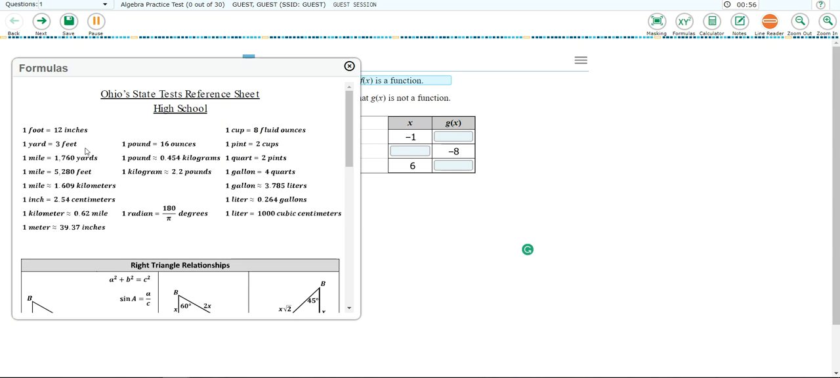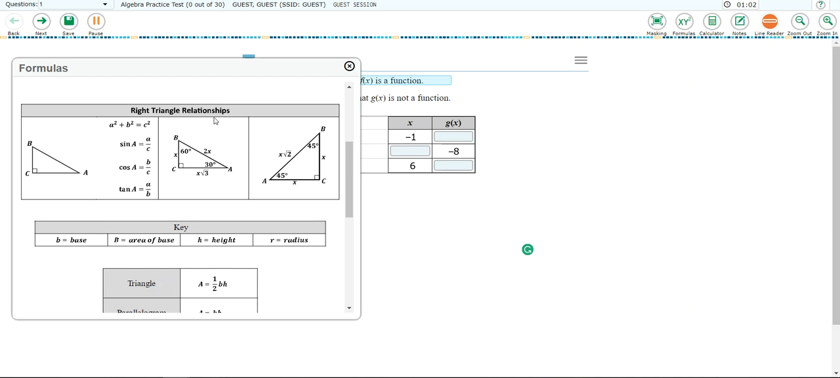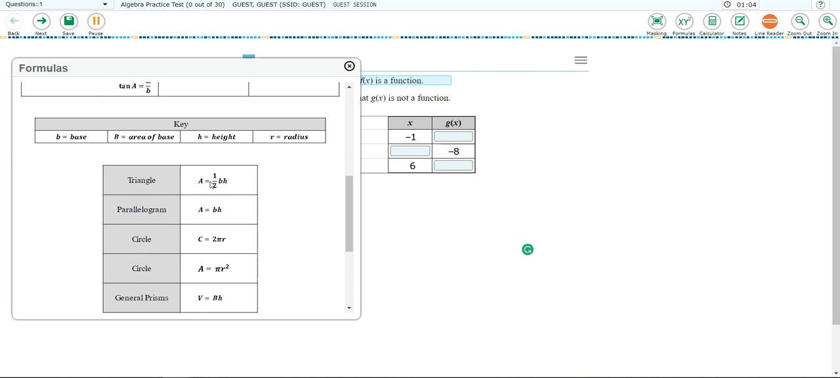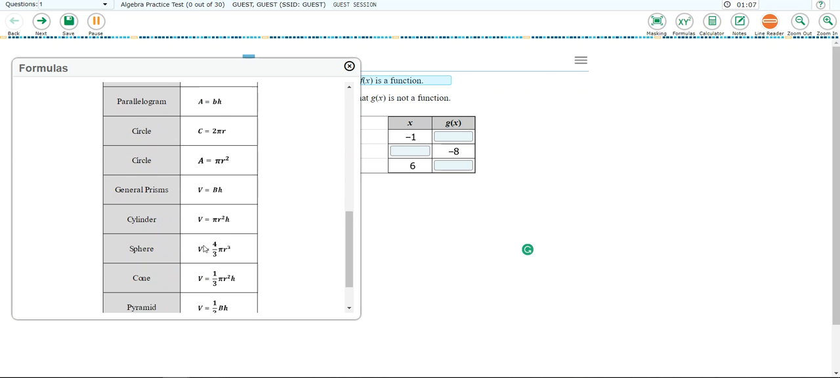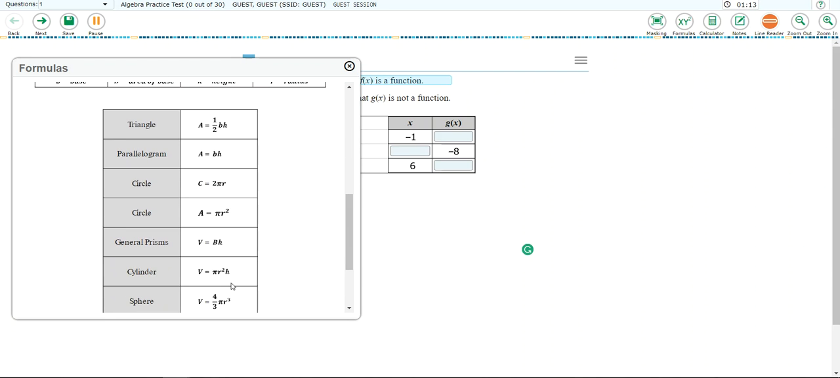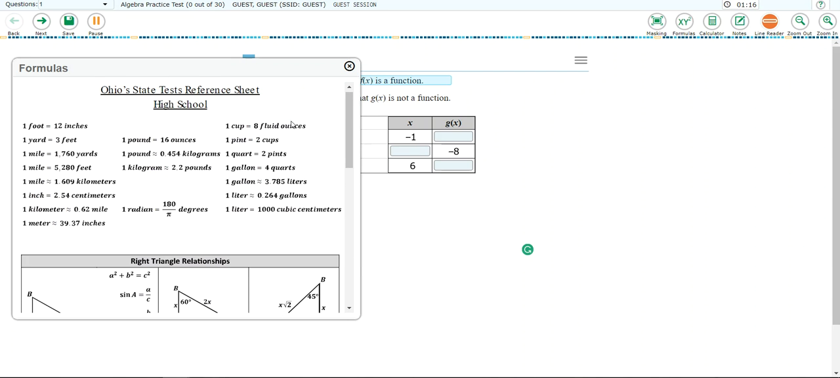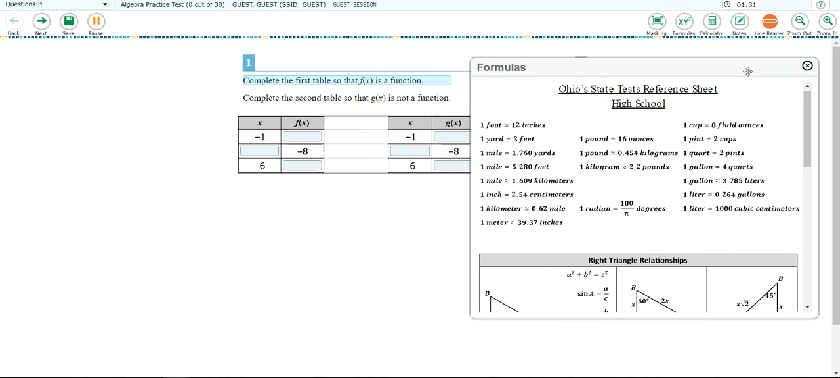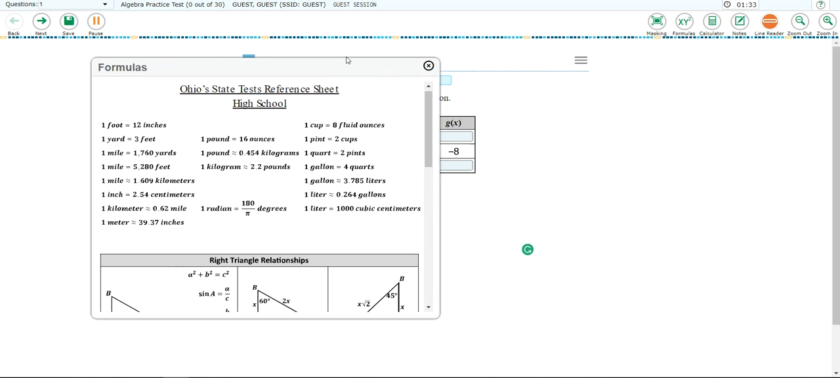But if you look here, the formula sheet gives you conversions, right triangle relationships, and formulas for area, circumference, area, volume. All the ones with V are volume. A lot of the right triangle relationships in area and volume will be used for geometry. This is kind of sporadically used through tests. So there's not going to be a lot of help from the formula sheet on your algebra test. I'm going to go ahead and close that out. You notice you can move it around though if you needed to. I don't know. It doesn't look like you can resize it.